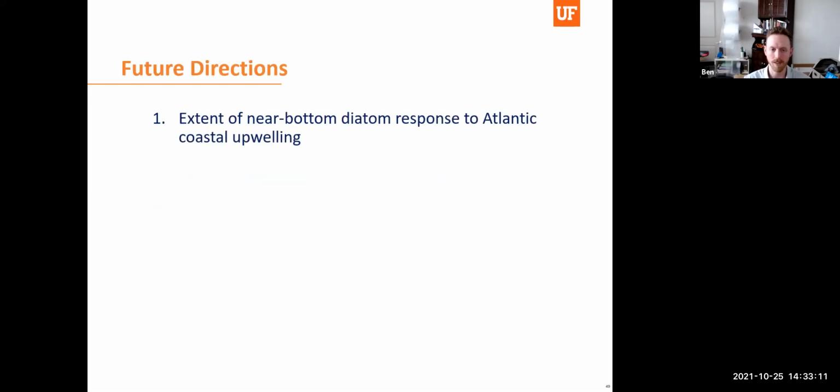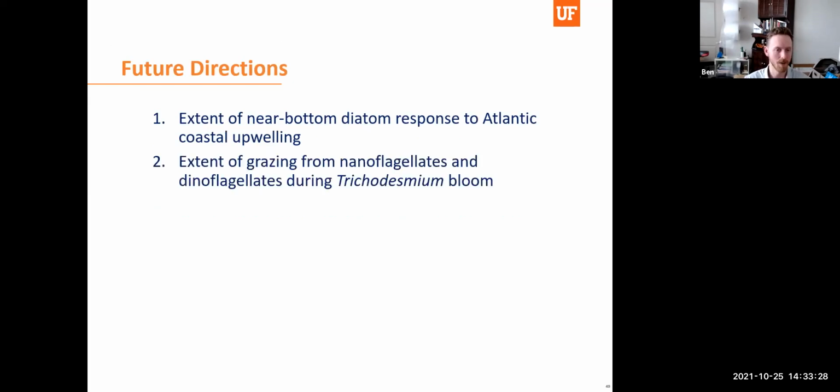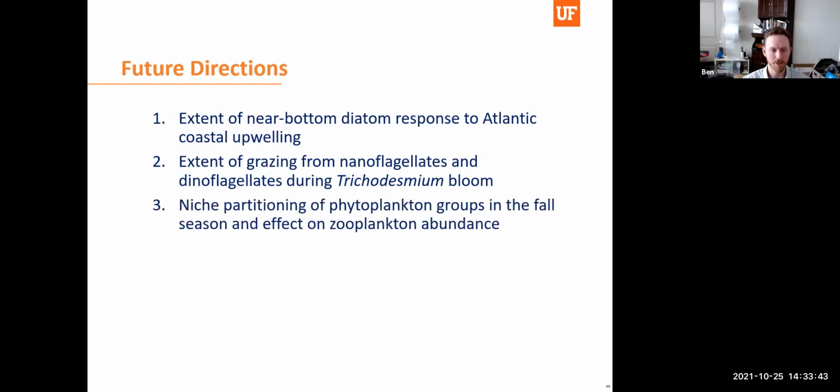Future directions, it'd be interesting to see the extent of near bottom diatoms that are seen in this region, and whether they're responding to coastal upwelling or if they're just travelers bypassing the region. And then what the extent of grazing of nanoflagellates and dinoflagellates is on these Trichodesmium blooms that do appear in the oligotrophic Atlantic often. And the niche partitioning of the phytoplankton groups in the fall season was very interesting, and what may be an effect of other zooplankton besides dinoflagellates during this time when the surface biomass of both protists and cyanobacteria is high.